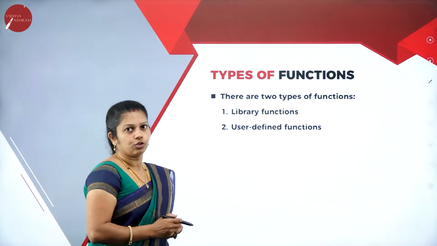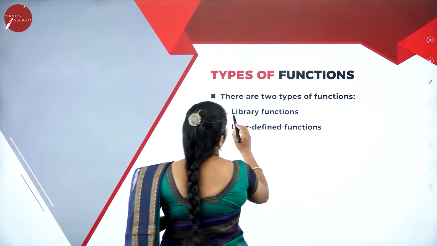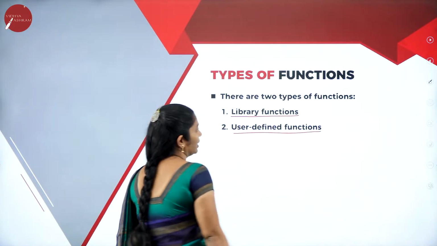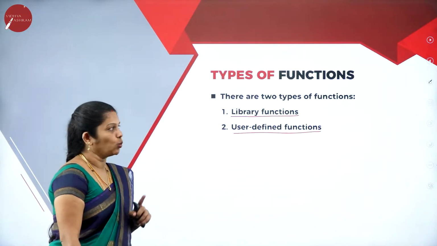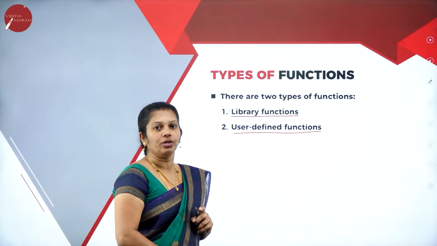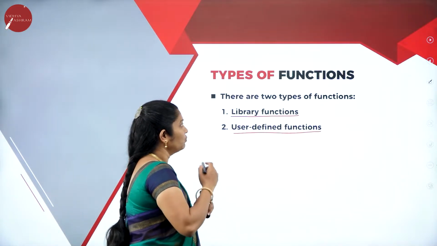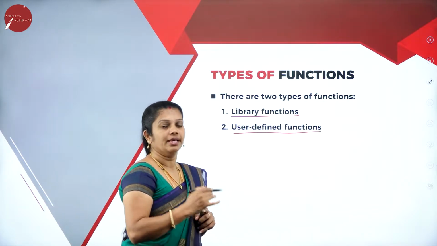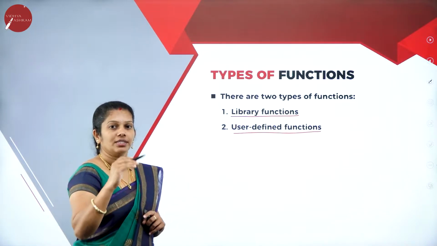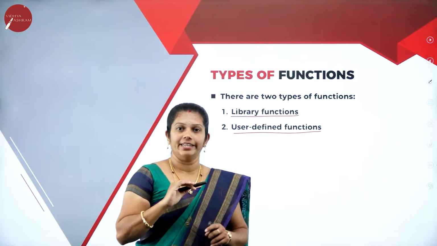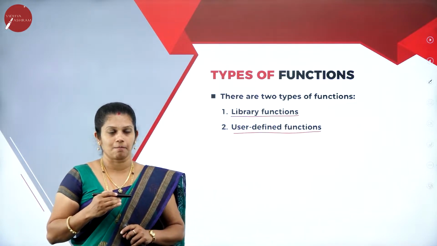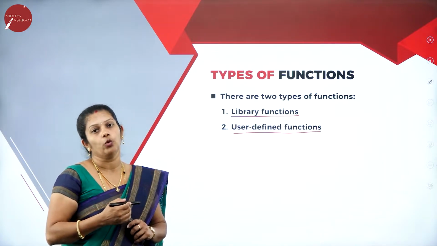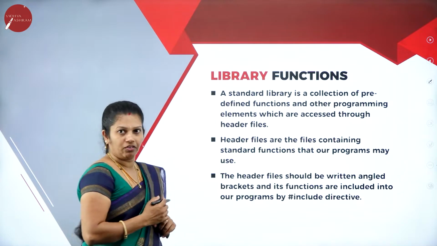Now, when we come to types of functions, there are 2 types. One is library function and the other is user-defined function. When we come to library function, it contains a set of subprograms and it will perform the task. For that, we need some header file. That header file contains all the functionalities. User-defined function means the user can define their own functions here. Now, one by one we'll discuss.